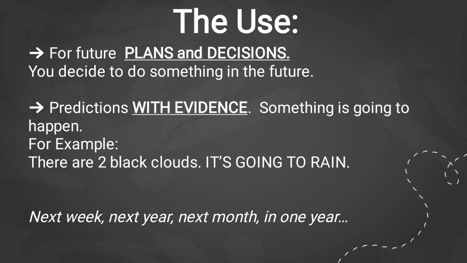Jadi kalau misalkan tingkat kejadian sesuatu itu jauh lebih tinggi, maka kita pakainya going to. Tapi kalau misalkan no evidence, pakainya will, seperti yang kita jelaskan sebelumnya. For example, there are black clouds. It's going to rain. Ya. And then ada keterangan waktu yang bisa digunakan, misalkan next week, next year, next month, in 1 year.